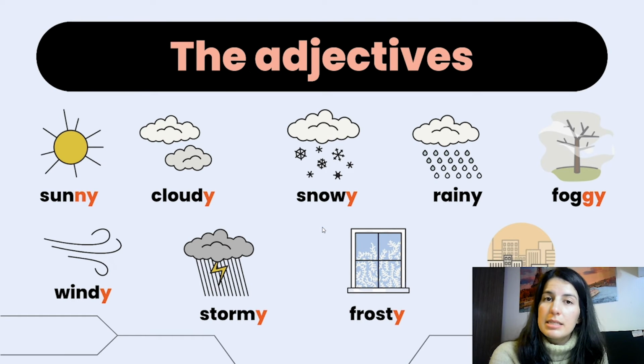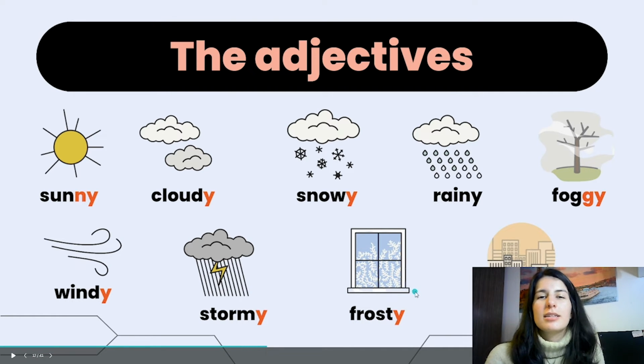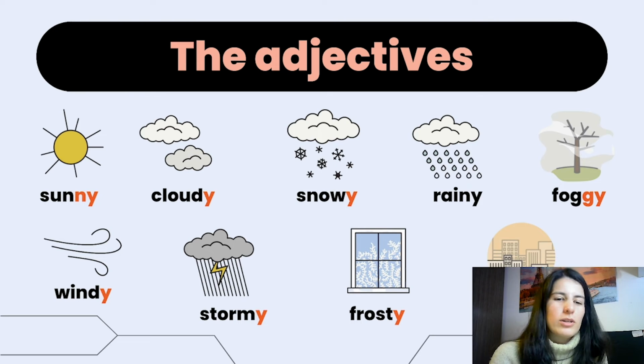And the pronunciation here is very important. It's not just snow, it is snowy, okay? Frost, frosty. So we can say this morning is frosty, or the day is hazy, or windy mornings are my favorite, right?